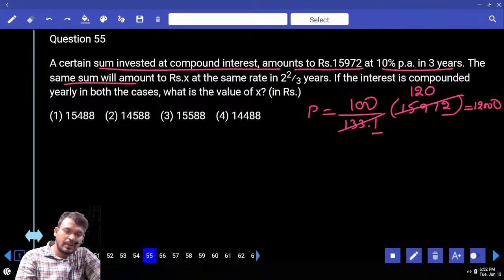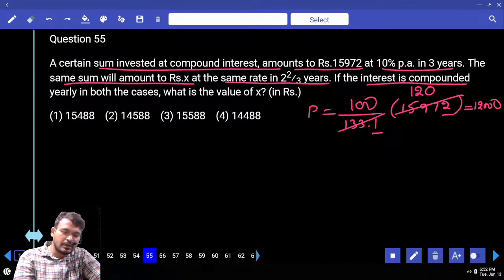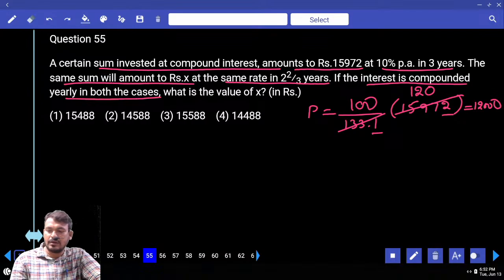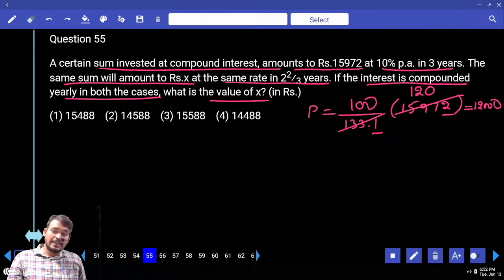What is the second one? The same sum will amount to how many rupees, X rupees, at the same rate in 2 2/3 years? If the interest is compounded yearly in both cases, what is the value of X? What is the principal in the first one? 12,000. In the second one also the principal is 12,000, and the rate of percent will be the same as the first one. What is the rate? 10%. But the time is given.